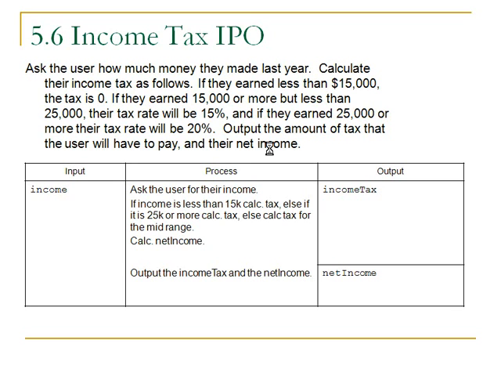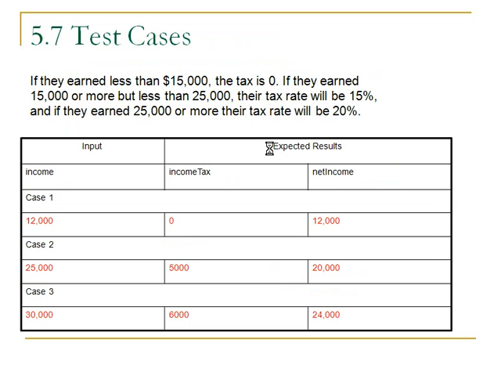To make sure that we really understand exactly what this program is supposed to do, we can then make something called a test case, or several test cases. So for example, if the user enters 12,000, then our program should be calculating that the income tax is 0 and the net income is 12,000, or 12,000 minus 0 is the same as 12,000. So that's a test case. We can make the test case before we write the code to make sure that we understand exactly what the code should be doing. Here's another test case.